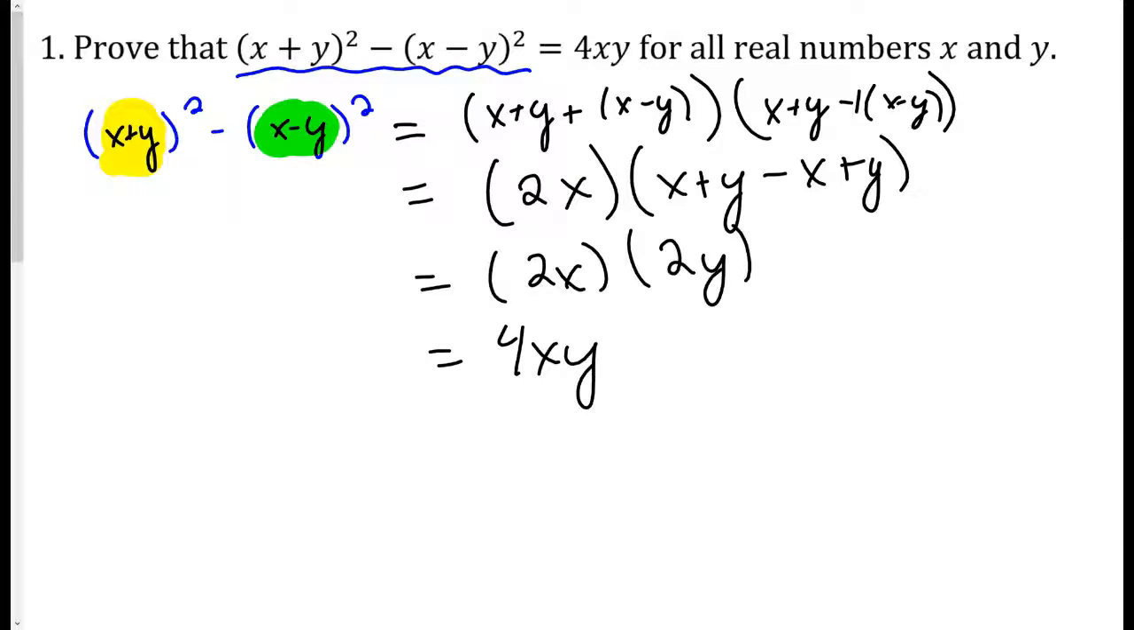I want to make a note on how I started with the left-hand side and did a bunch of steps to get the right-hand side down here. I didn't set up this original equation and just do algebra and say, yes, it equals 4xy, yes, it equals 4xy. Pick one side, make it look like the other.